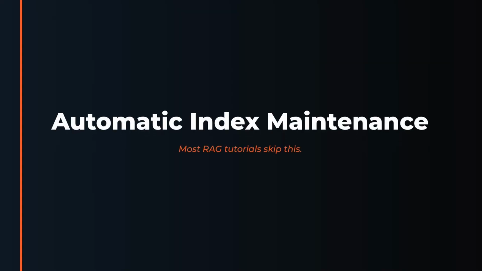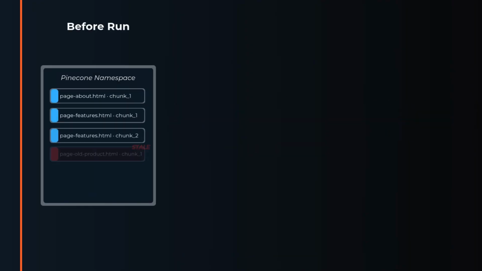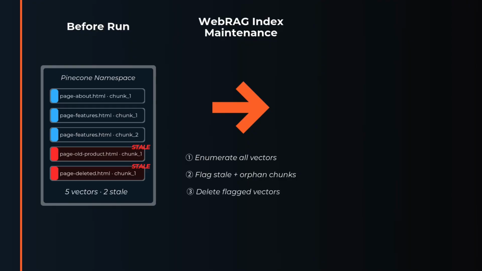Here is something most RAG tutorials completely skip: automatic index maintenance. Every time you run an ingestion, WebRAG does three things after abstracting. First, it enumerates every vector currently in your Pinecone namespace for this site's hostname. Then, it compares that list against the pages it just crawled. Any page that has been removed from the site gets flagged as stale, and its vectors are deleted.